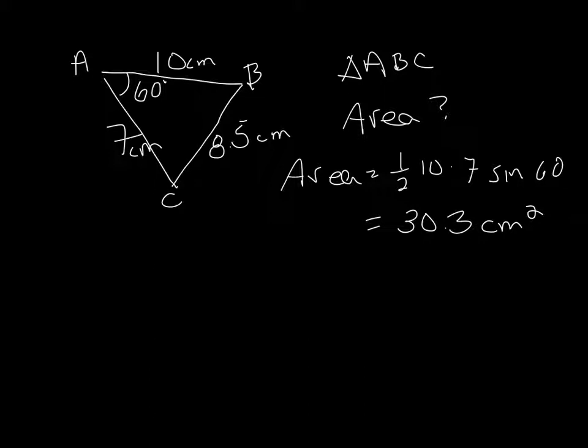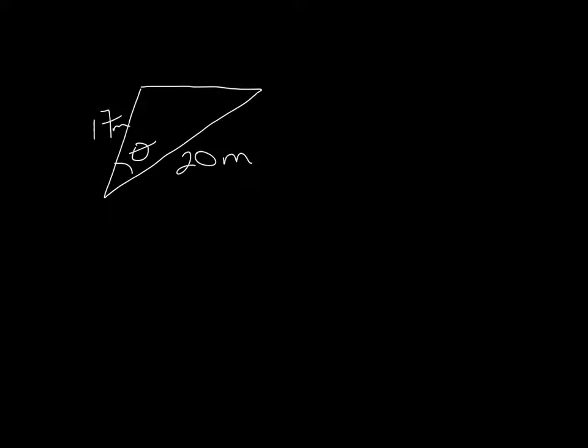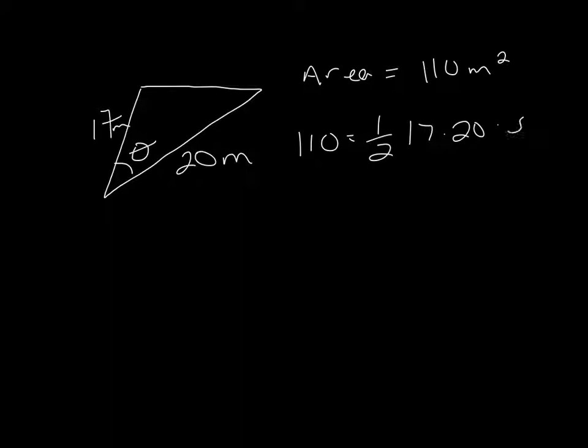Let's take a look at one more example now. Maybe a problem where we're given the area and need to solve for the angle theta. In this problem, we have an angle theta, and that is our included angle, and our sides are 17 and 20 meters. Well, we need to be given one additional piece. Let's say now our area is equal to 110 meters squared. Now we can set up our equation. We'll have 110 equal to 1/2, our sides are 17 and 20, multiplied by sine of theta.